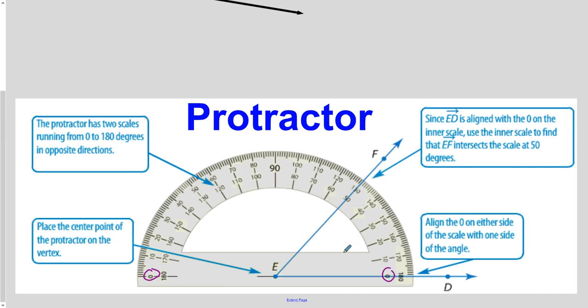But that means that it's very important that you notice which 0 you're using so that you don't get the angle backwards. If we're using the 0 on the inside, that means that we just look backwards along the protractor until we find the angle measure that the other side intersects. In this case, 50 degrees. If we were measuring this angle going the other way, it would be 130 degrees. So it's important that you know which scale you're using on the protractor, because you can measure them two different ways.